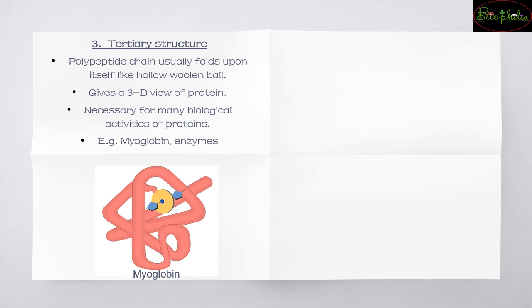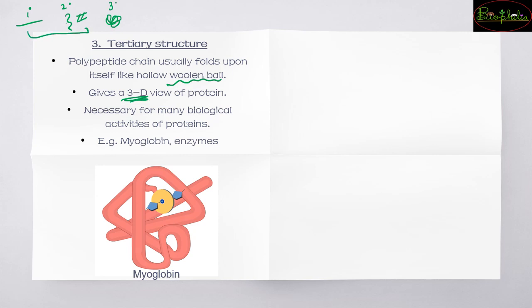In primary, we saw that there was a straight chain. This was primary. In secondary, what did we do? We introduced hydrogen bonds that gave you a helical structure or a beta pleated structure. In tertiary, you are interweaving it. Now this interwoven chain is forming a hollow woolen ball like structure. It is a 3D view of protein.